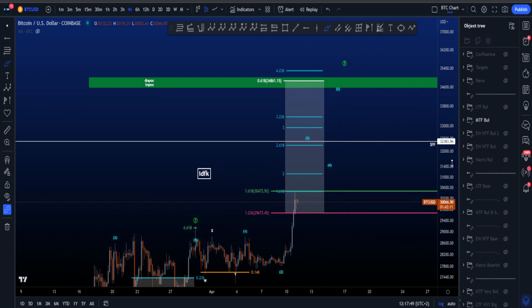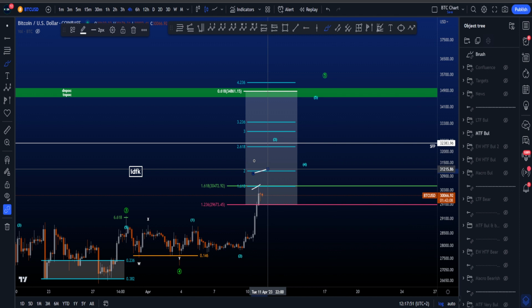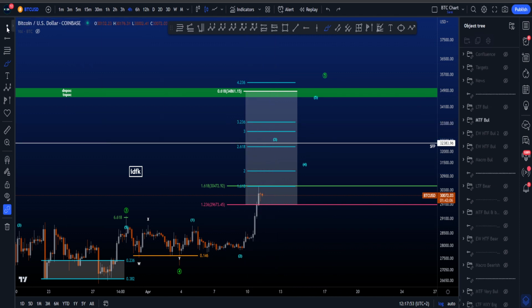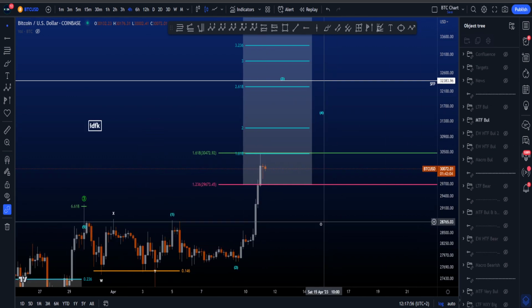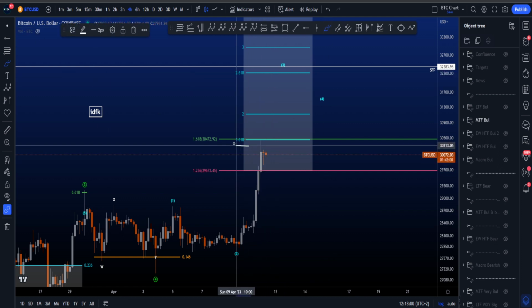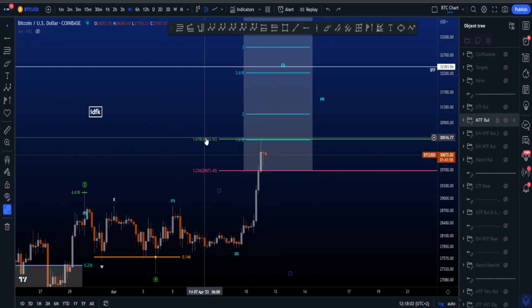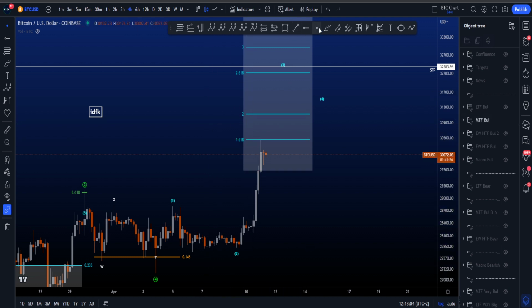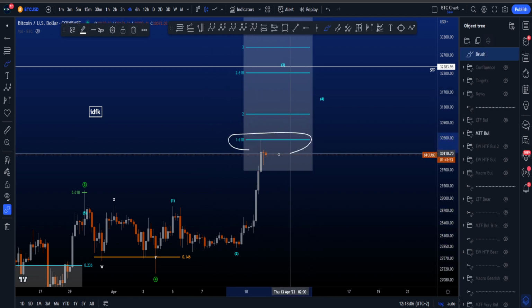So that is something I'm looking for. All the targets, the blue lines that you see, are targets for wave 3. And what you can also see is that we already hit basically the minimum requirement for a wave 3, which is the 1.618. So actually, let's remove these now from the chart. The 1.618 on the chart over here. This is the minimum target for an extended wave 3.